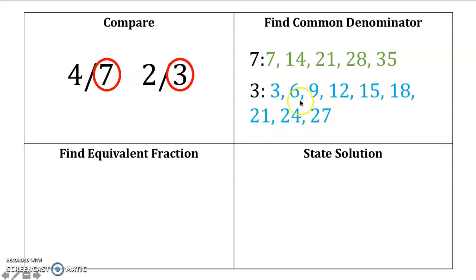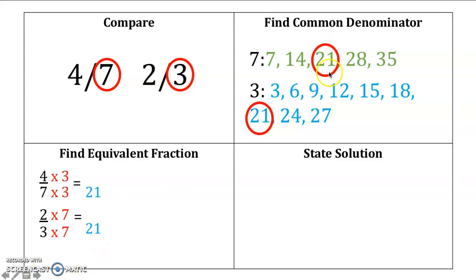Now, you need to find a match somewhere. I know that 7's not a match. I know that 6 and 14's not a match. I know that 9's not a match. 12's not a match to 21. You need to find the match somewhere in here, and you're going to use that to have your common denominator, which helps you create your equivalent fraction. After some serious investigation, I see that 21 and 21 is our common denominator.